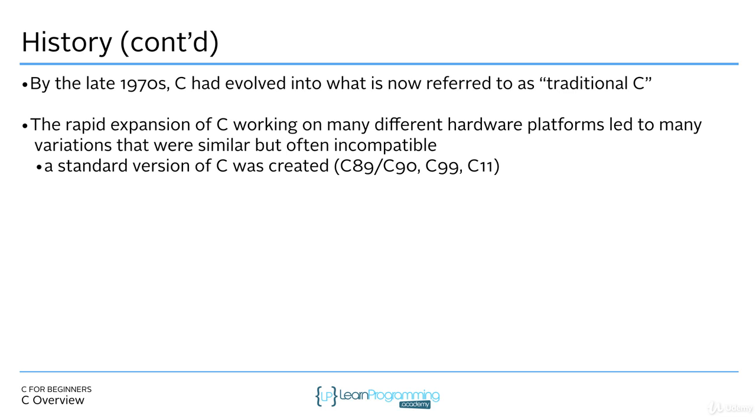So I want to talk a little bit about the different variations of C. What this really means is there are different standards. Just like there's a Windows 10, a Windows 8, a Windows 7, there are different versions of C. There's C89, C90, C99, and C11. This basically represents the years, 1989, 1990, 1999, and 2011. So there are standard versions of C.